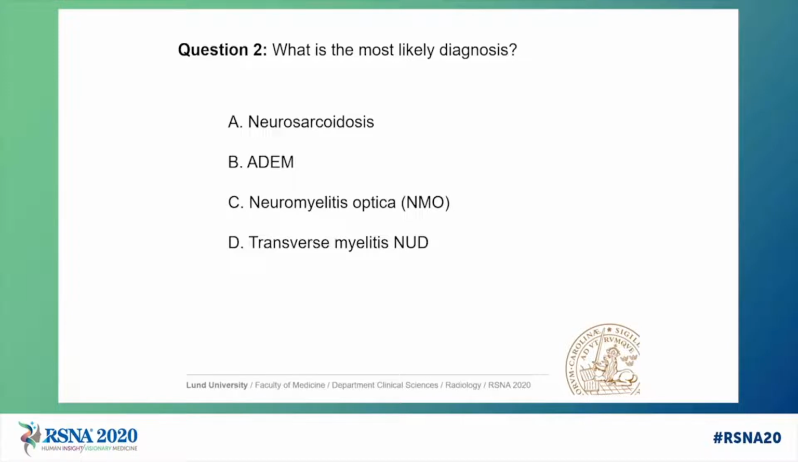So what is the most likely diagnosis? Neurosarcoidosis, ADEM, neuromyelitis optica, or transverse myelitis? This is a case of neuromyelitis optica, NMO.